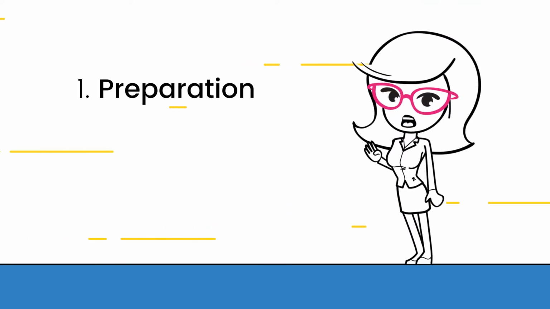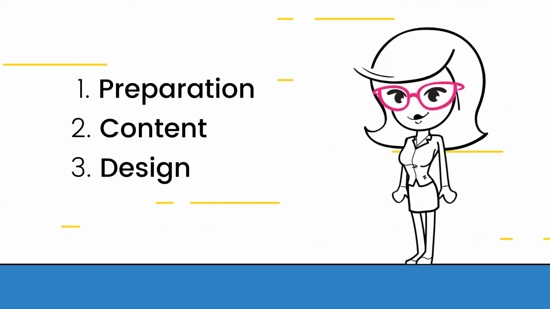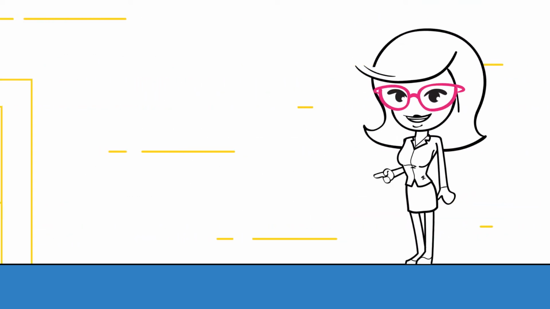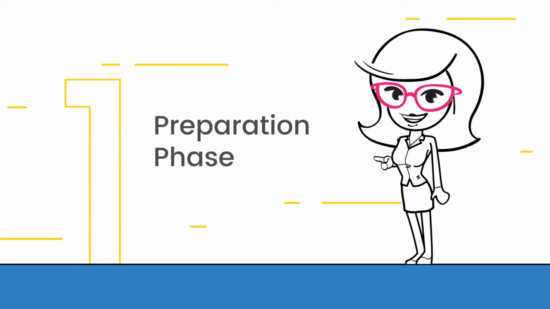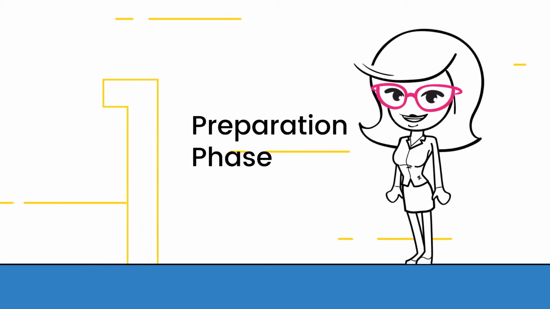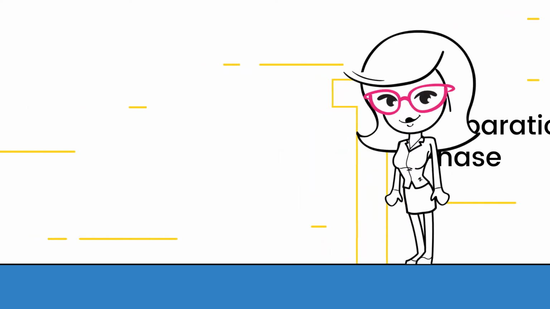So, let's move on to the actual steps. To simplify the process, we've broken it down into 4 phases: preparation, content, design, and bringing traffic. Phase 1, preparation. Making an engaging infographic starts in your head. This phase is about clearing up your concept, goal, and topic.